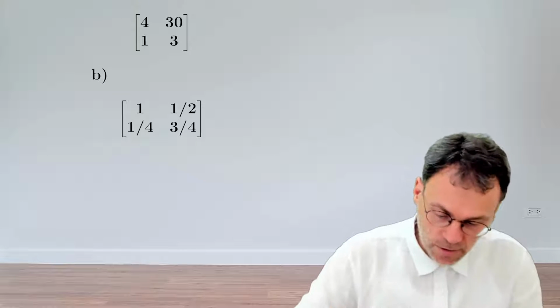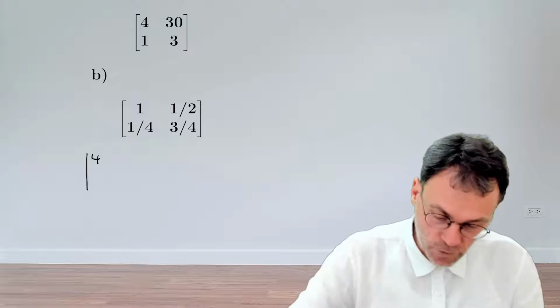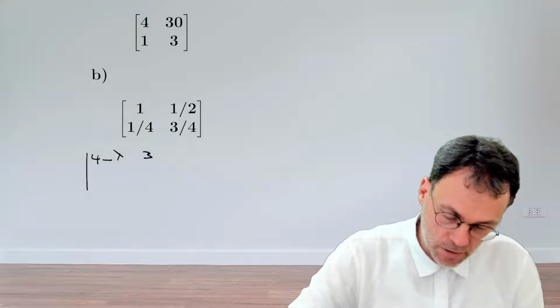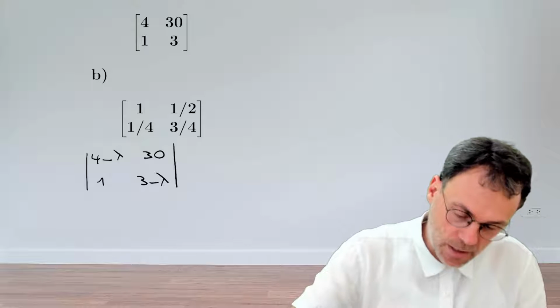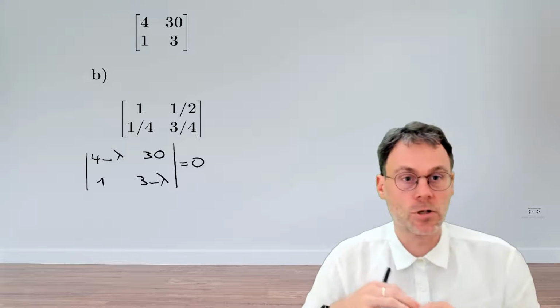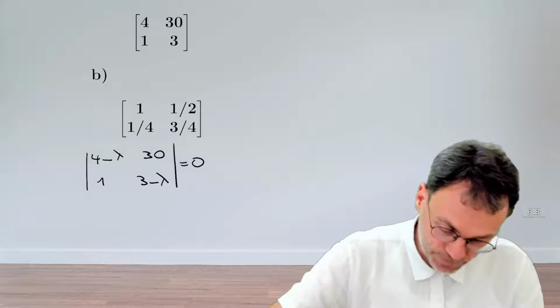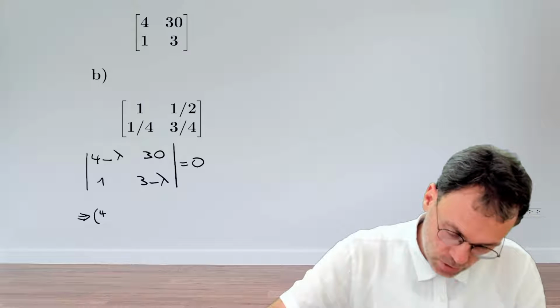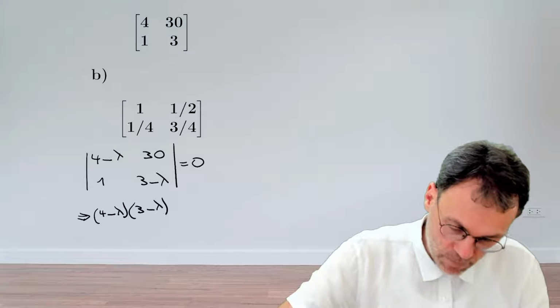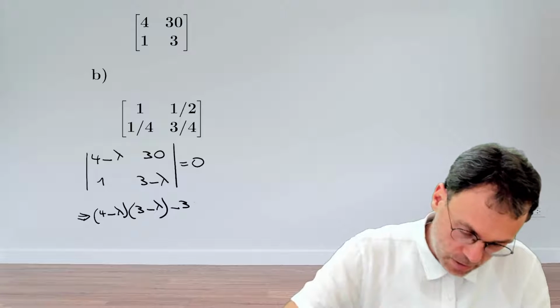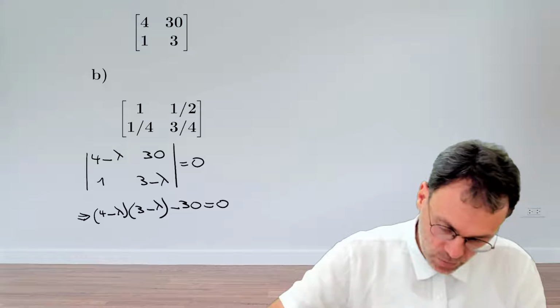So let's start with question A. We have a look at the determinant. So 4 minus lambda, 30, 1, 3 minus lambda, that determinant should be equal to 0. So just some straightforward algebra: 4 minus lambda times 3 minus lambda, minus 30, equal to 0.